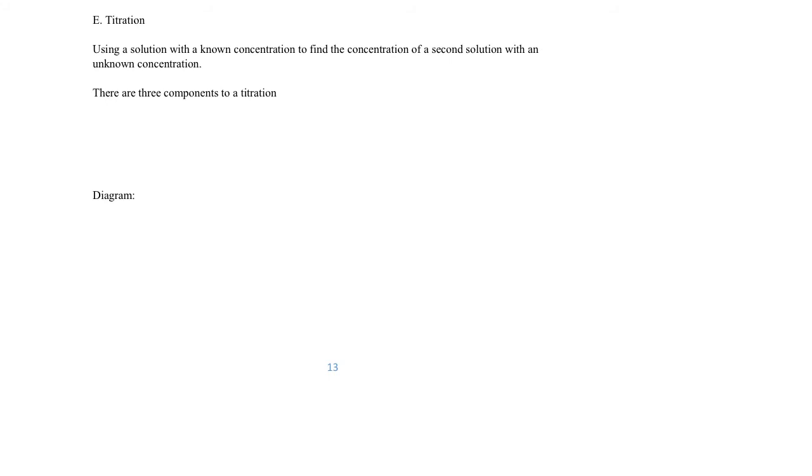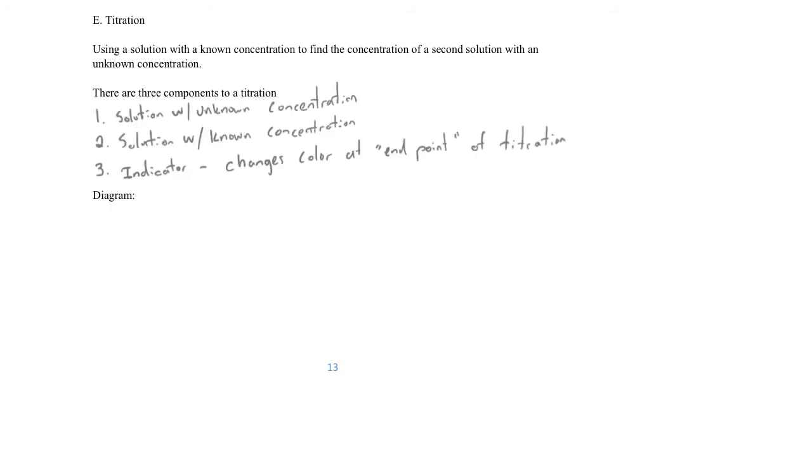As you're learning in lab, titration is a method or a technique whereby we determine the concentration of an unknown by using a known. Fundamentally, titrations involve 3 components. First, we have a solution with an unknown concentration. I'll call this our unknown. Second, we have a solution that has a known concentration. I'll call this our known.